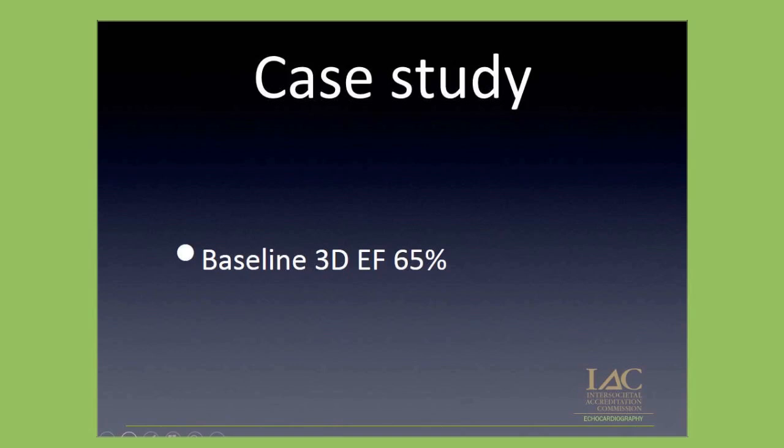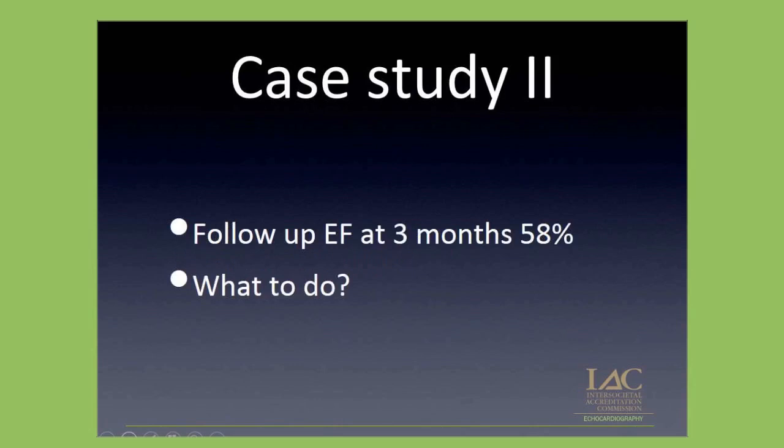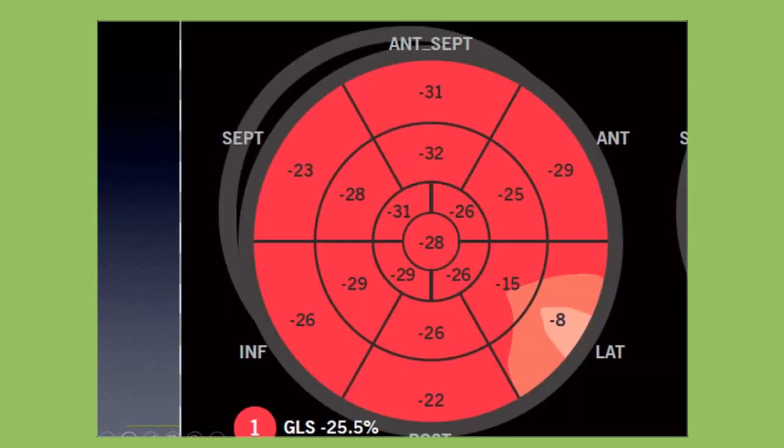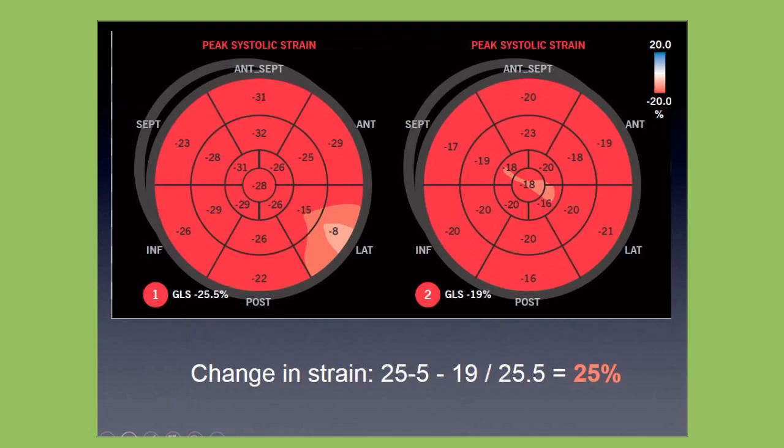In this particular case, for the sake of the example, the initial ejection fraction was 65%. The follow-up at 3 months was 58%, so that is only a 7 absolute point reduction. The ejection fraction is 58, so I cannot adjudicate CTRCD. So you will need to pay attention to the strain. The strain at baseline was minus 25.5. At follow-up, it was minus 19. If you do your math, it is 6.5 divided by 25.5. That is a 25% reduction.